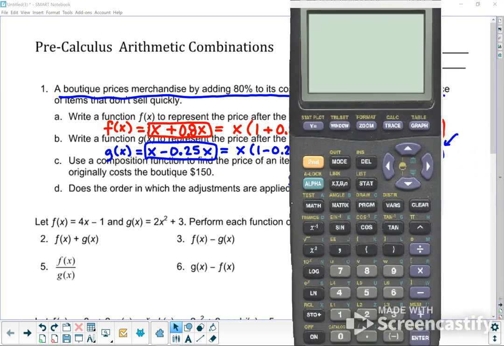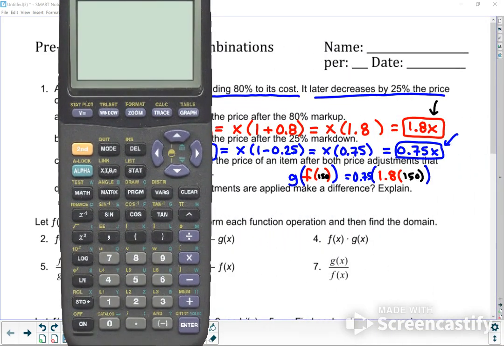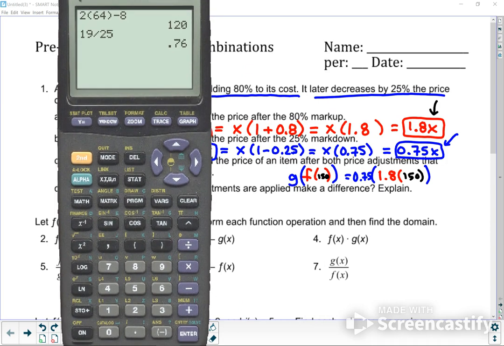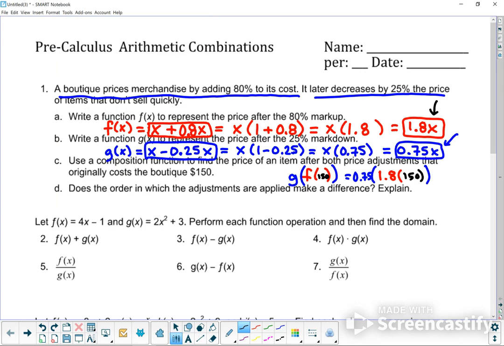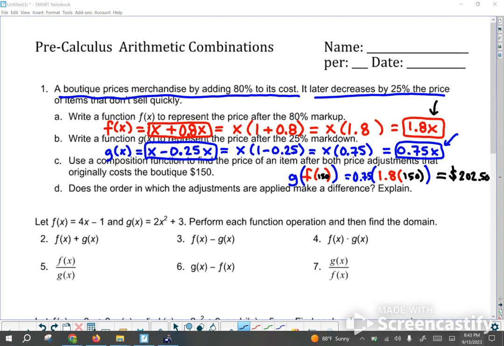Okay, so that's going to be 0.75 times 1.8 times 150. Okay, that gets you $202.50. So this is going to come out to be 202.50.